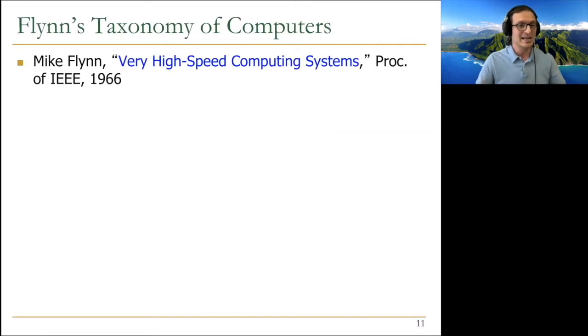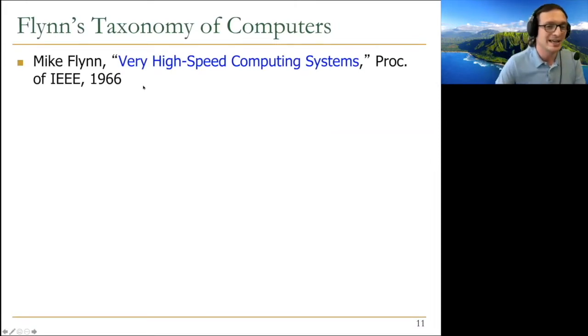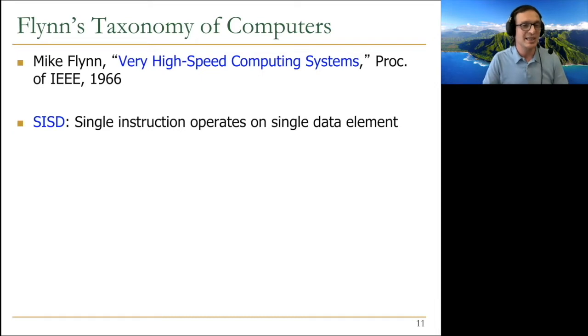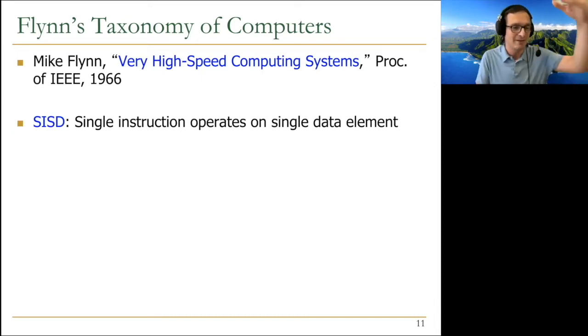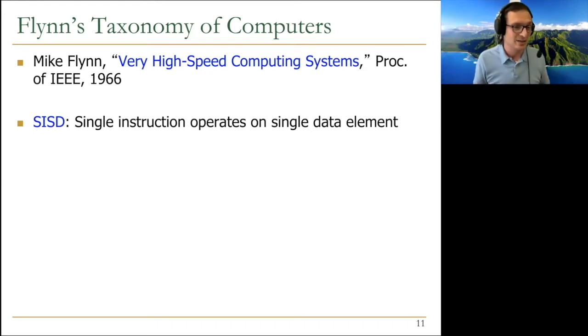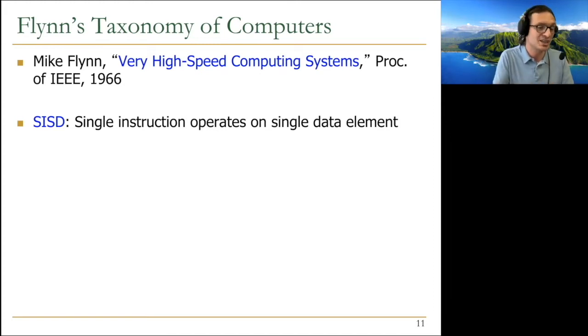Okay, so to understand this a little bit better, this is another work that had a lot of influence in the development of computing systems. This was written by Mike Flynn in 1966, as you can see. Here, he develops a taxonomy of computing systems, very high-speed computing systems, as he puts it. And essentially, he looks at two dimensions. One is how many instruction streams you have. And the other dimension is how many pieces of data, let's say pairs of data, does an instruction in the instruction stream operate on.